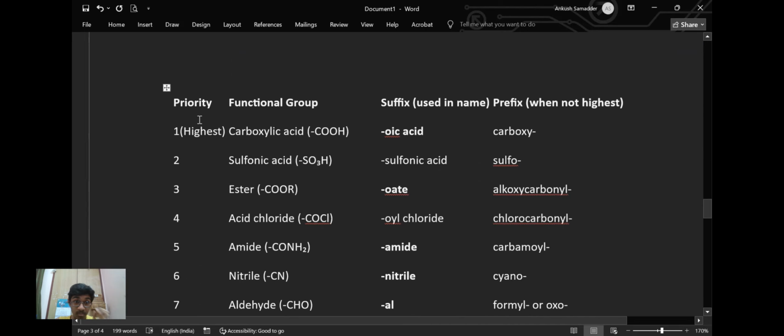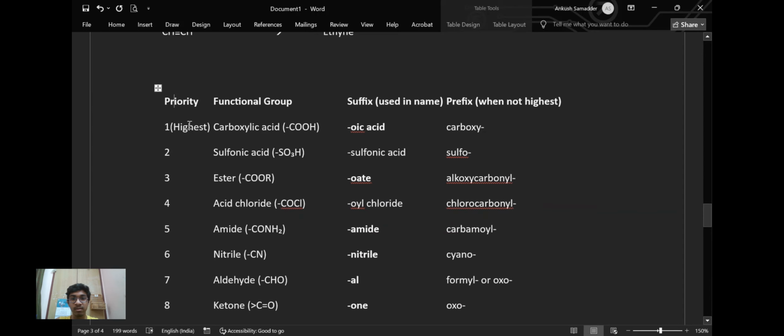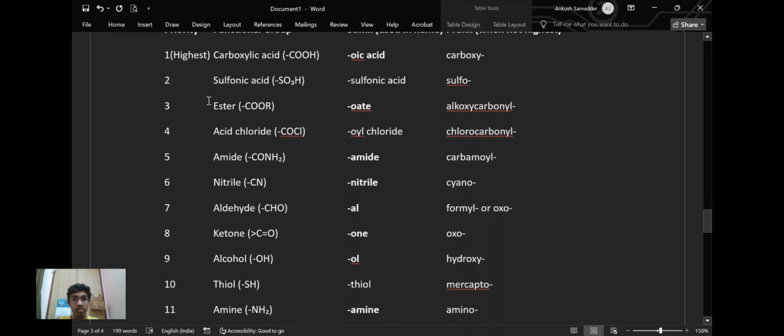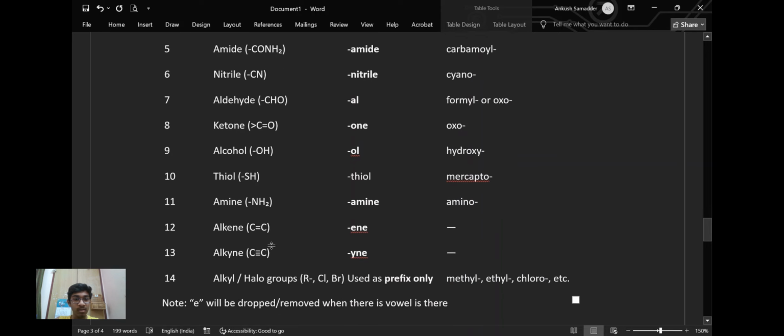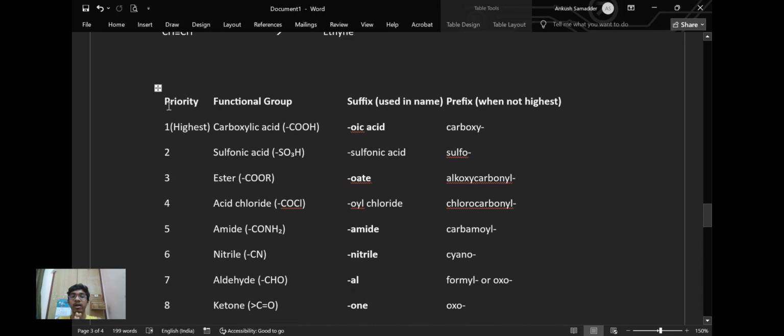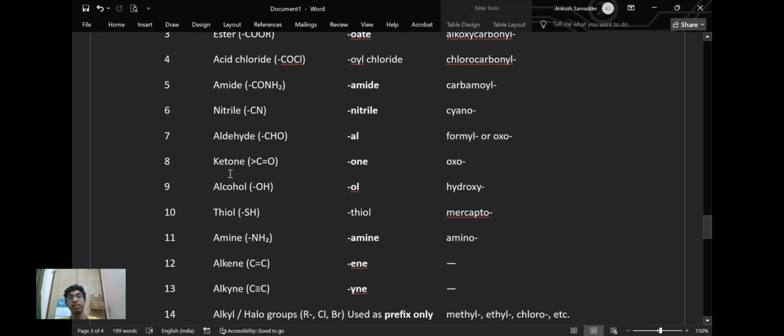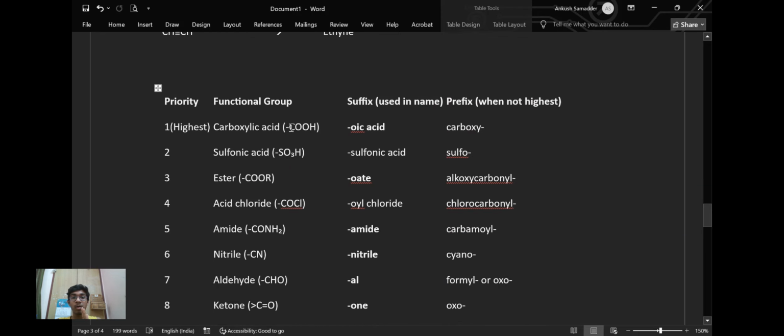So here you can see for carboxylic acid, suffix oic will be used, and all these things are here for alkene. This is actually the priority order, right? From the highest priority to the lowest priority. Always remember, whenever there is COOH, this has the highest priority over anything else. Okay, this has the highest priority.